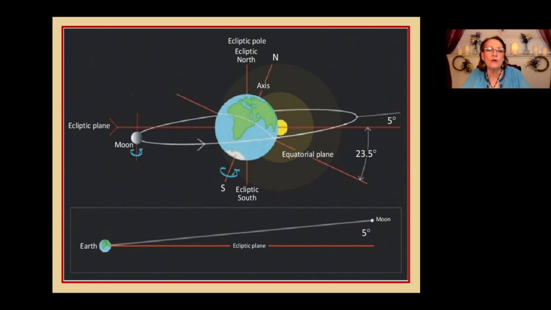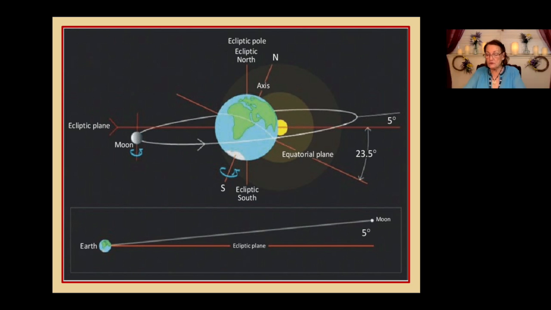The points at which the moon's orbit crosses the ecliptic are called the lunar nodes. There's one right here, and there's one right here. Lunar eclipses happen when a full moon is near one of these nodes.